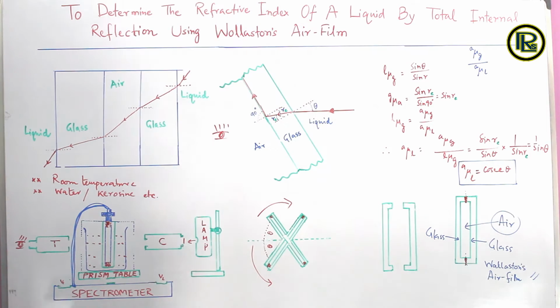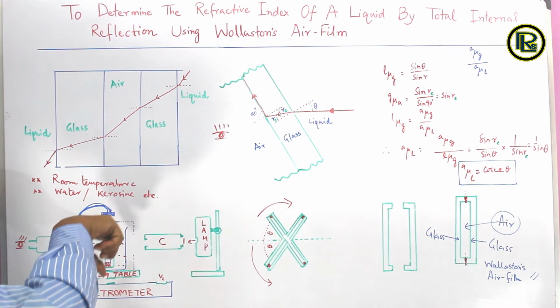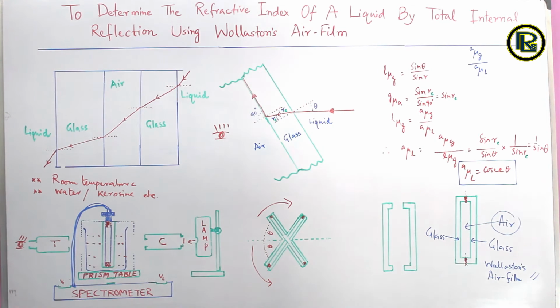And now we have to rotate the air film. As we have attached the air film with the spectrometer, by rotating the spectrometer, we can rotate the air film.